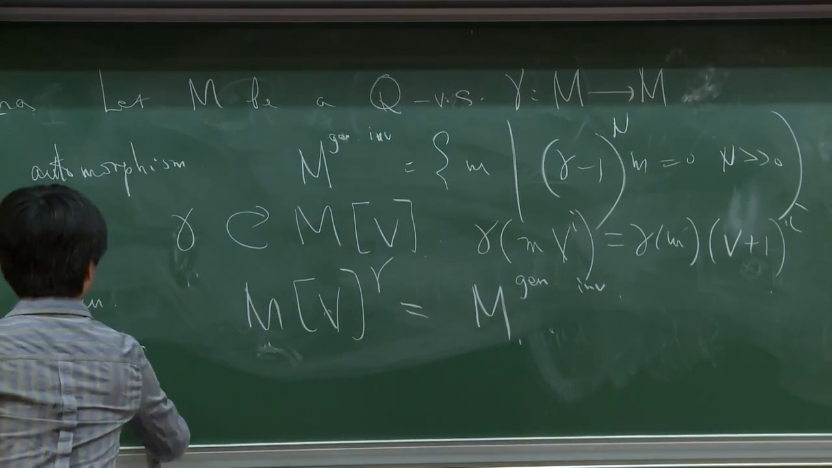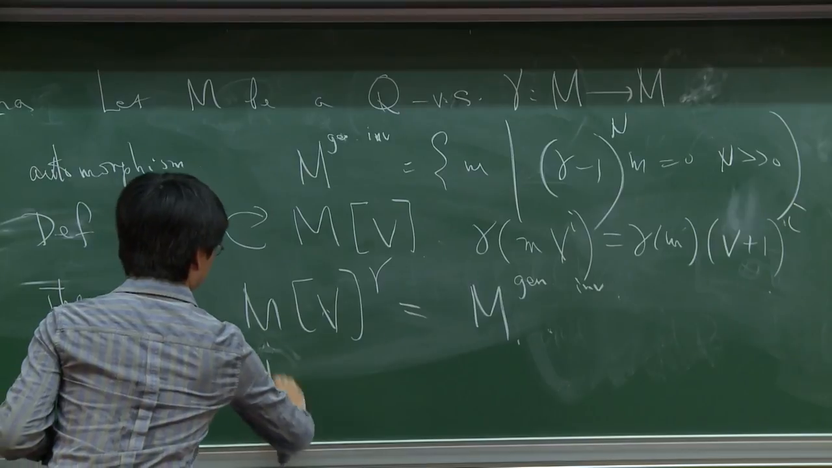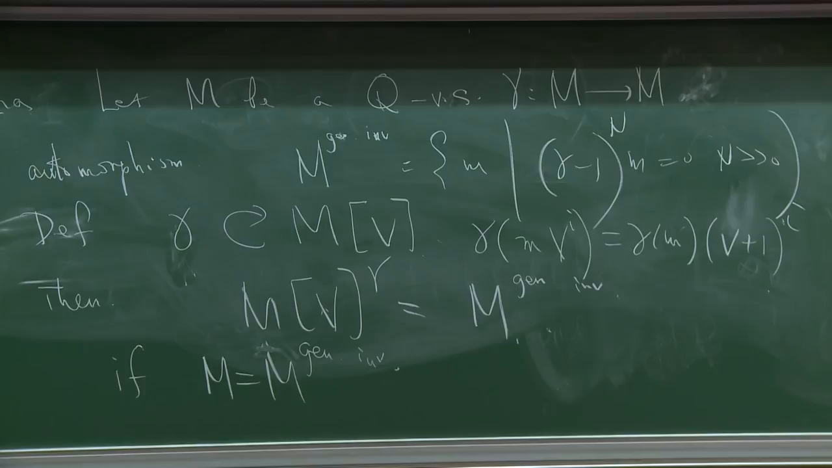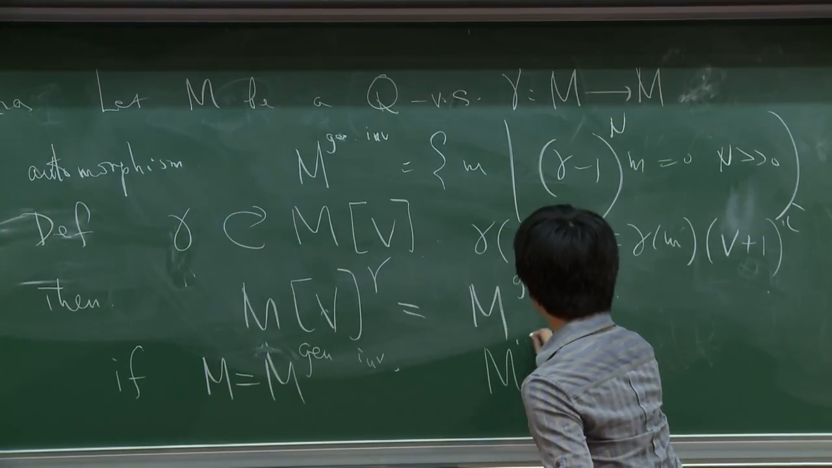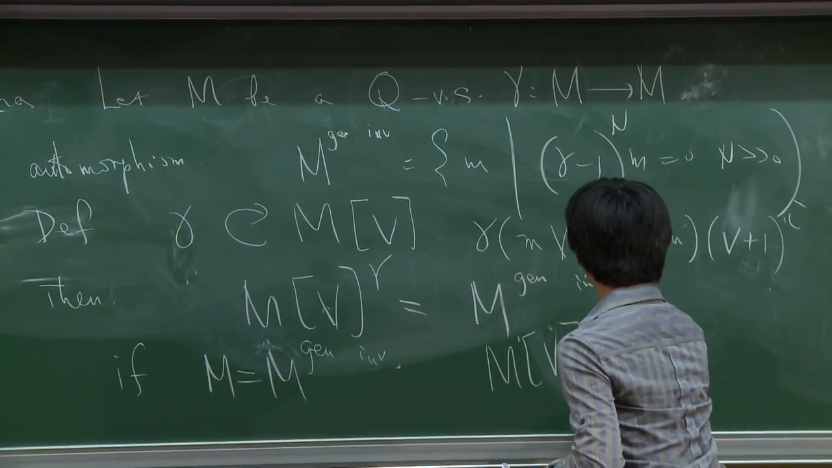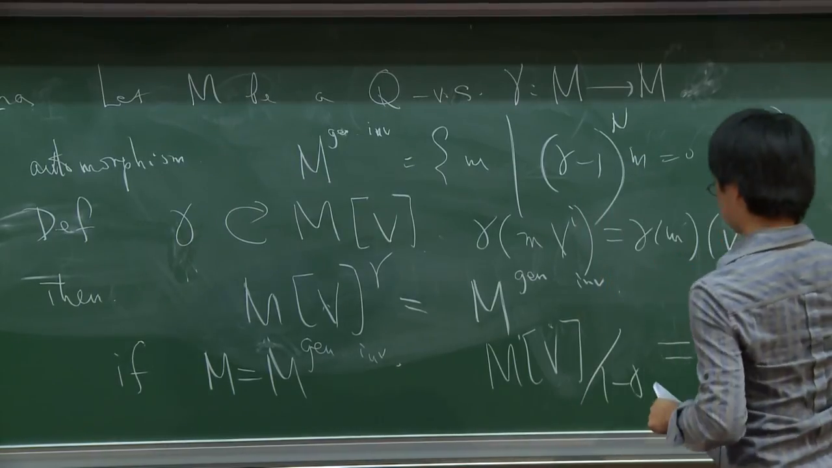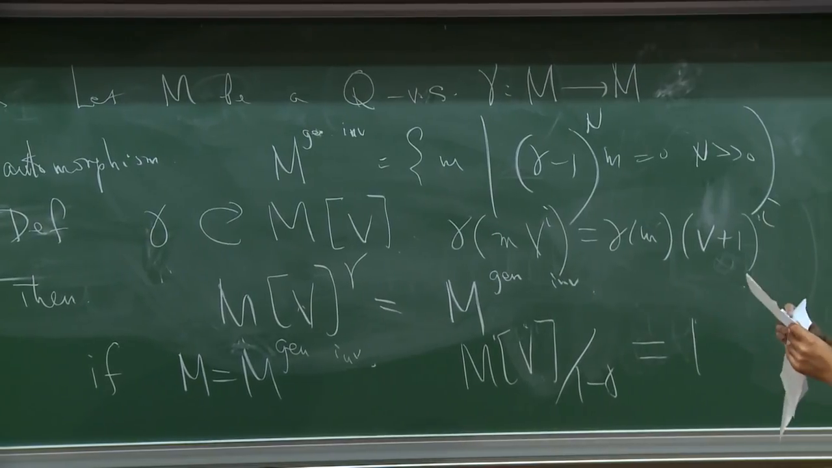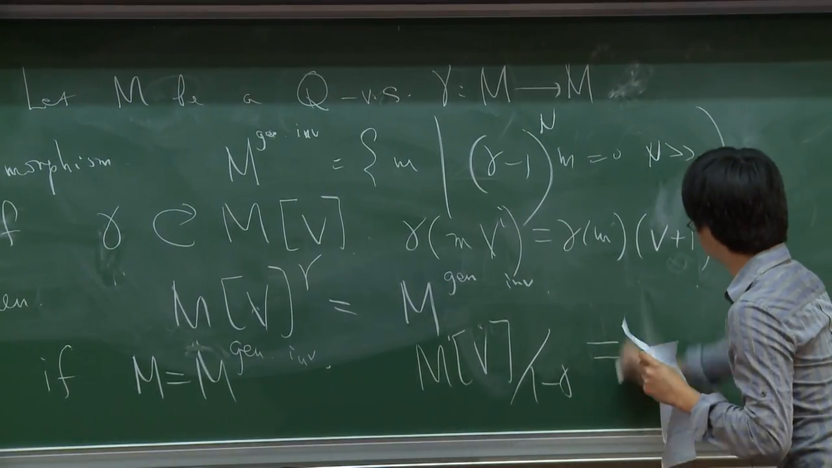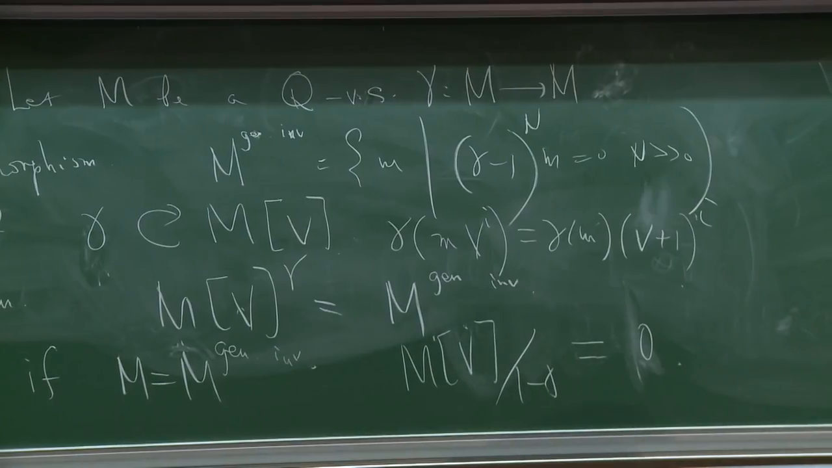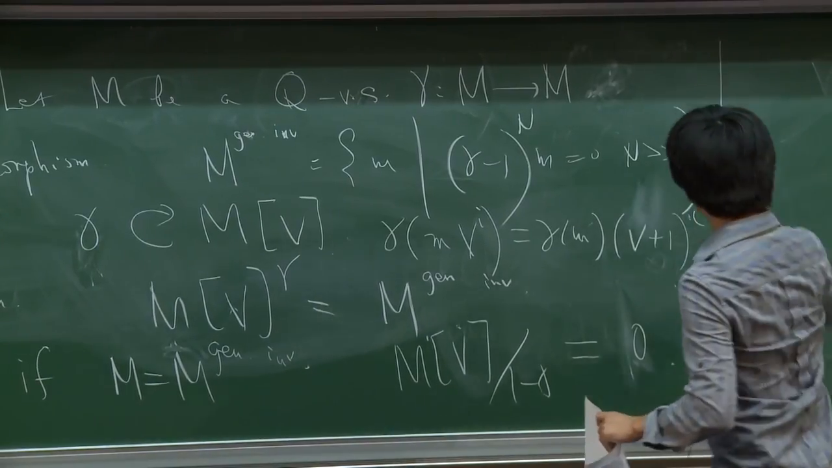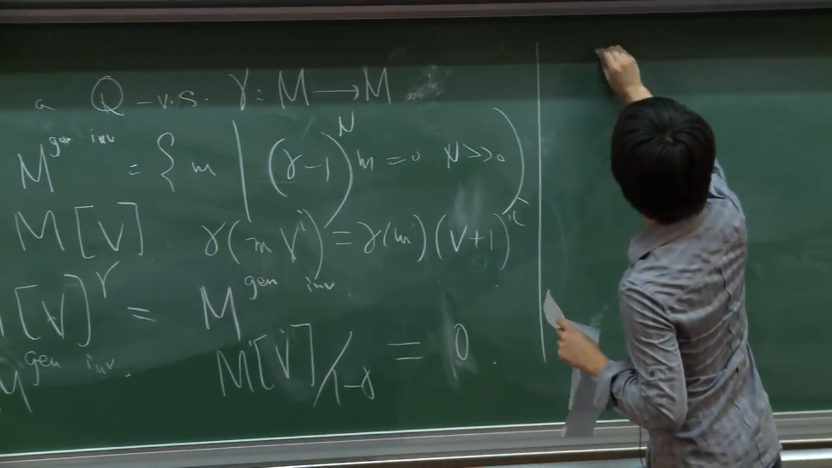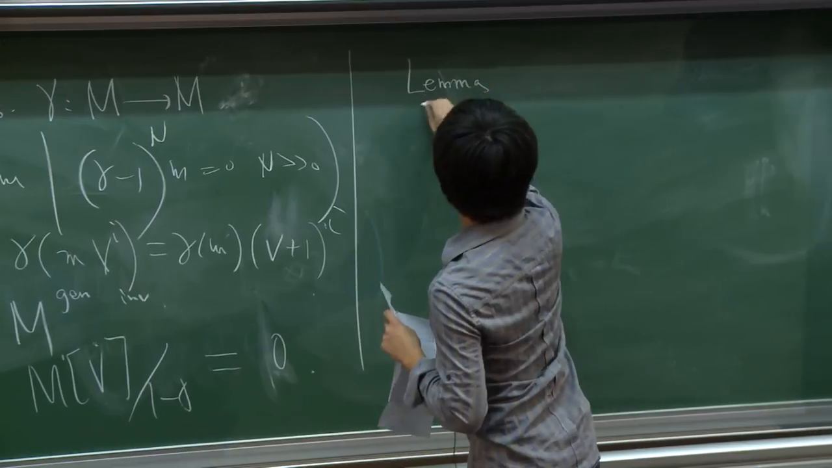And if M equals M generalized invariant, so if all the spaces are generalized eigenspaces, the gamma co-invariance is, if I remember correctly, also zero. Okay, so this is an exercise in linear algebra. Now, what I really need is the following simple but crucial observation.